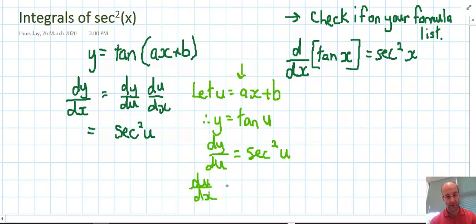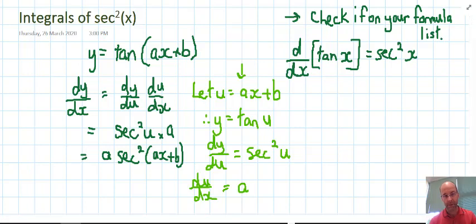du/dx would just be a. So it'd be sec squared u times a. So tidying that up, we would have a sec squared, sub it back in terms of x again, so we have the derivative of tan(ax plus b) is a sec squared(ax plus b).